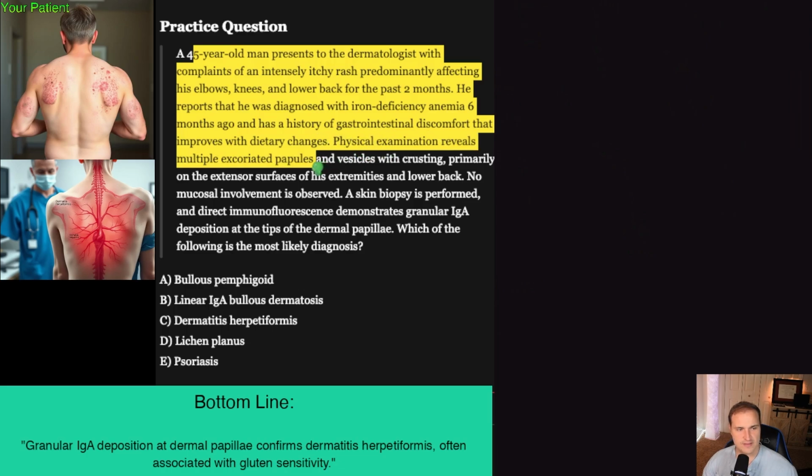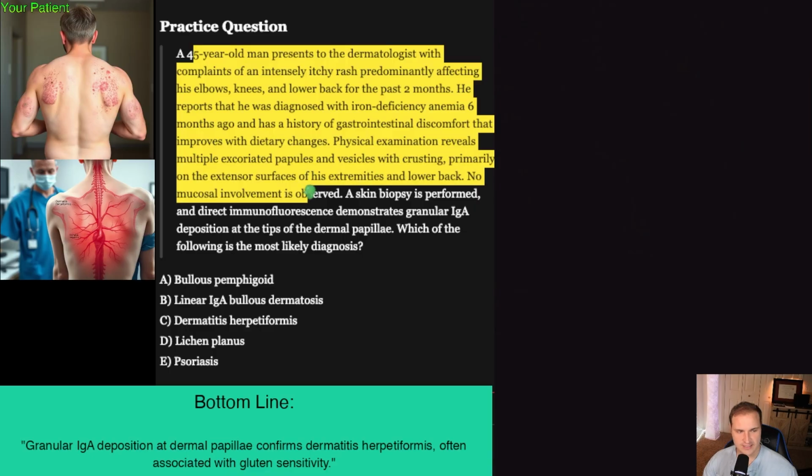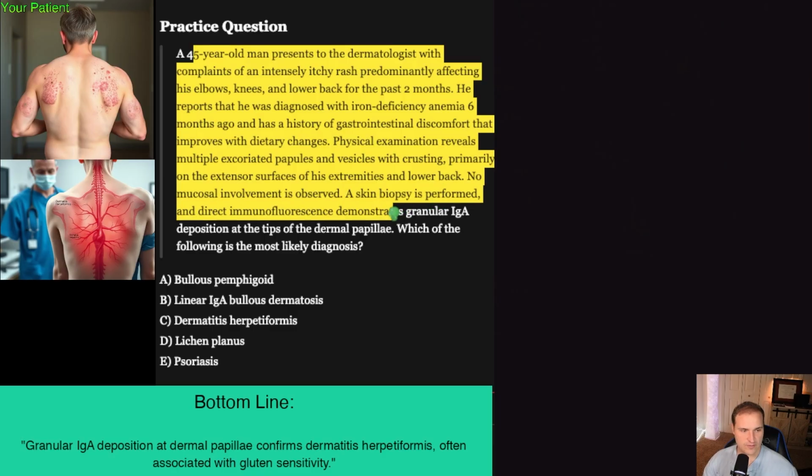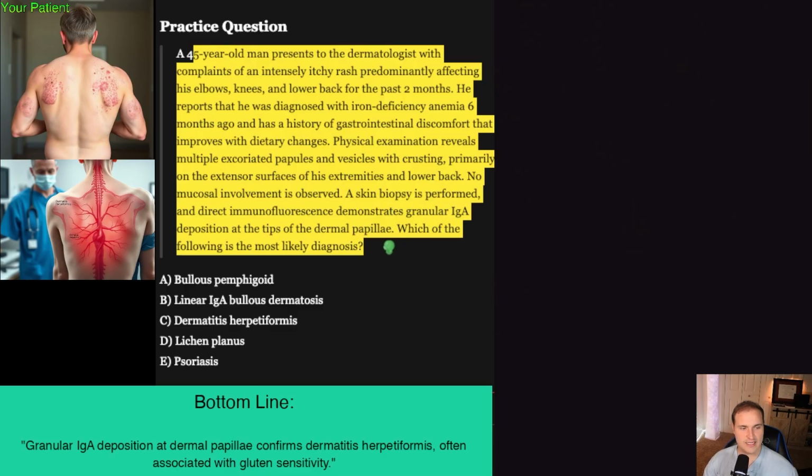Physical exam reveals multiple excoriated papules and vesicles with crusting, primarily on the extensor surfaces of his extremities and lower back. No mucous involvement is observed. Skin biopsy is performed, and direct immunofluorescence demonstrates granular IgA deposition on the tips of the dermal papillae. Which of the following is the most likely diagnosis?